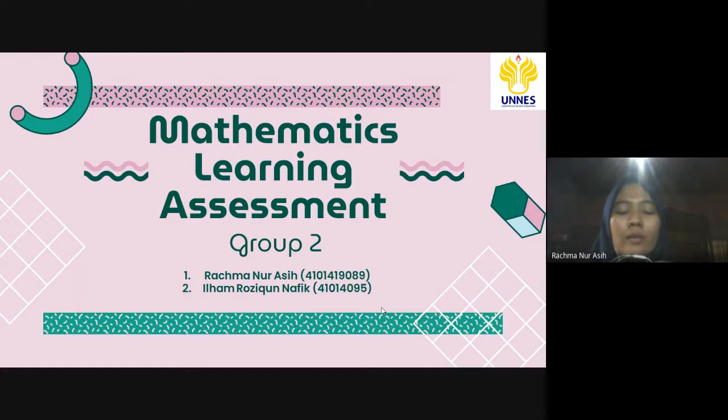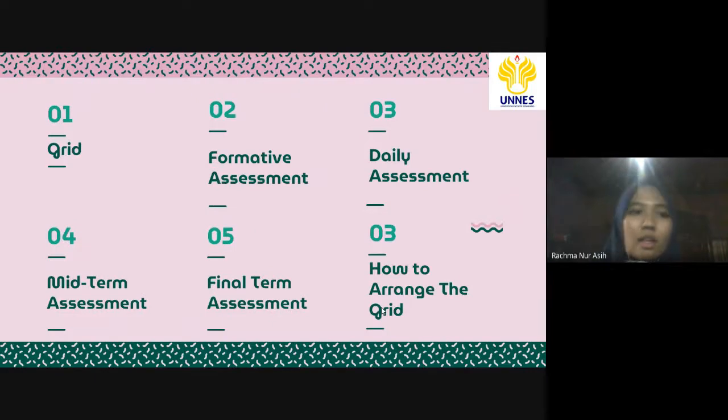So here we are from Group 2, which consists of me, Rachma Nur Asih, and my friends Ilham, Roziqun, Nafik. We are going to present about assessment instrument grid from Mathematics Learning Assessment. There are 6 contents. The first is grid, formative assessment, daily assessment, midterm assessment, final term assessment, and how to arrange the grid.